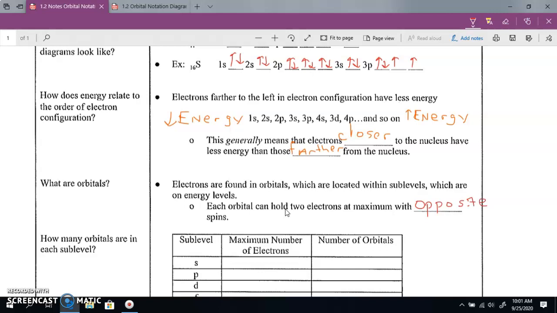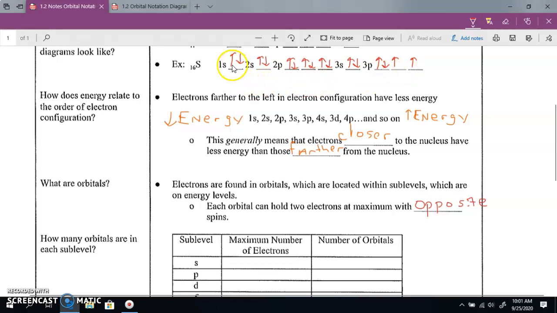So if we take a look up here, I can count a certain number of orbitals in this orbital notation diagram for sulfur. I can count 1, 2, 3, 4, 5, 6, 7, 8, 9 orbitals. The orbitals are the dashed line in an orbital notation diagram.